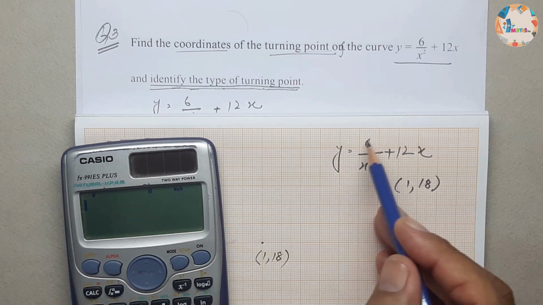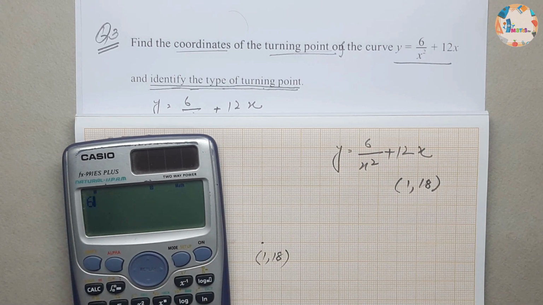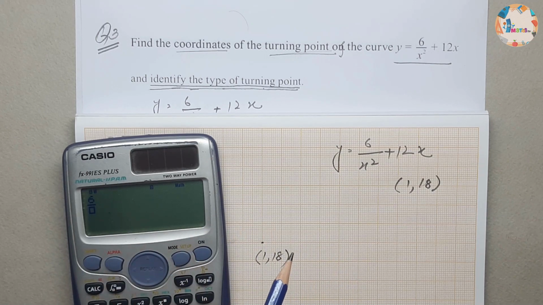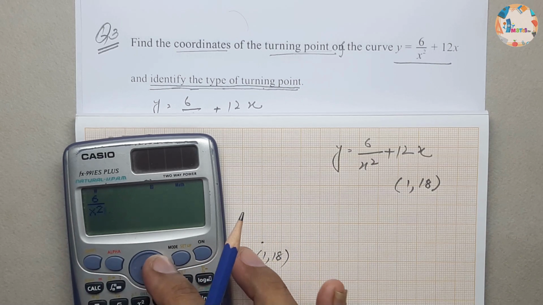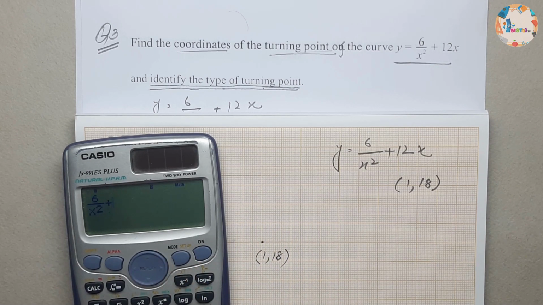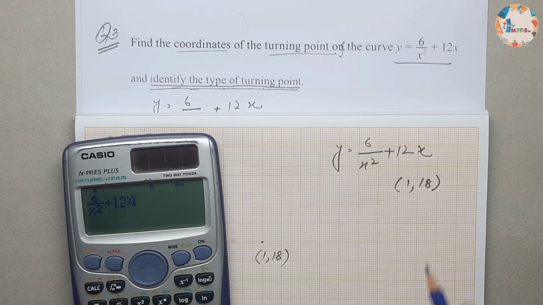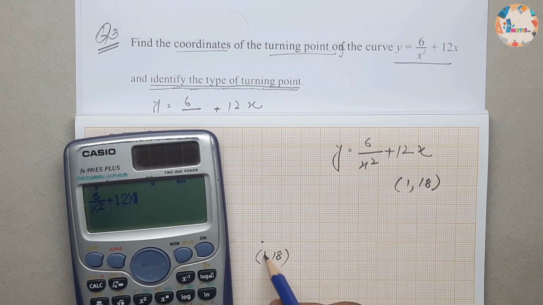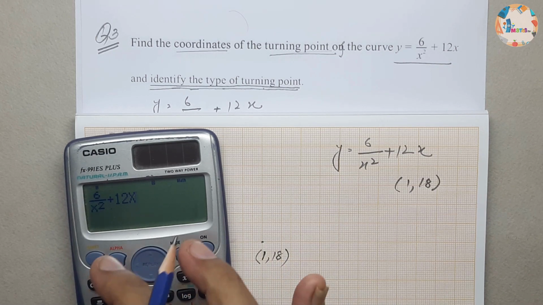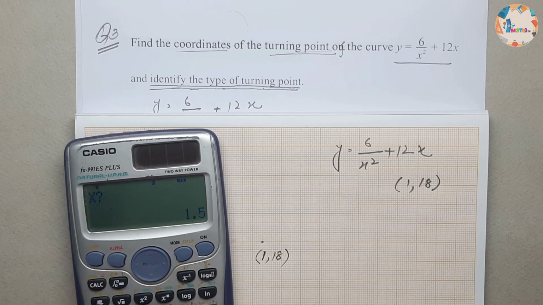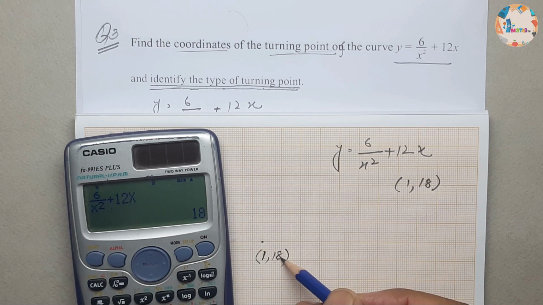I will type this equation. So I will write 6 over x squared, using the alpha x key, and plus 12 and x, so alpha, this one. So I have written this equation. Now if we replace 1, we will be getting 18, and to double check we can calculate for 1, this will be giving us 18. So you can see this is 1 and 18.